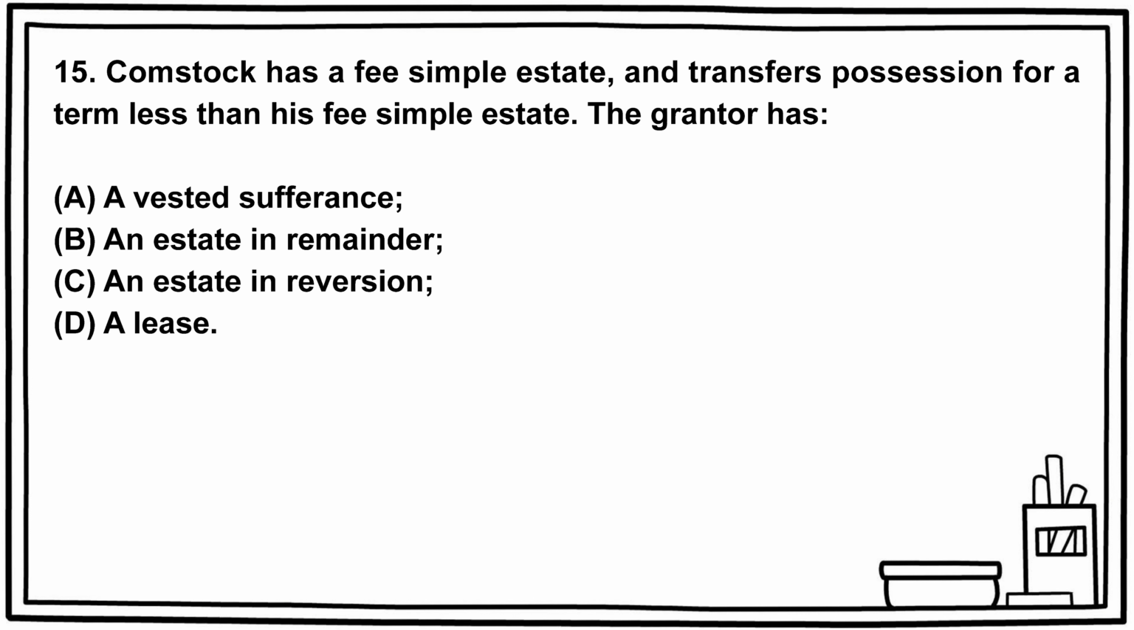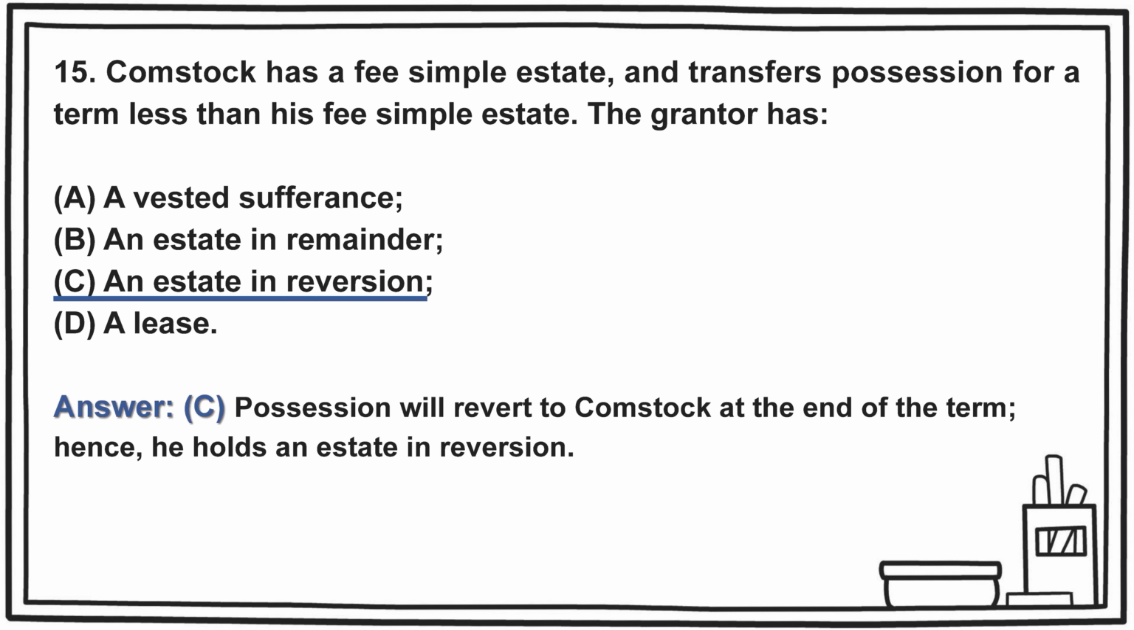Comstock has a fee simple estate and transfers possession for a term less than his fee simple estate. The grantor has A. A vested sufferance. B. An estate in remainder. C. An estate in reversion. D. A lease. Answer, C. Possession will revert to Comstock at the end of the term, hence, he holds an estate in reversion.